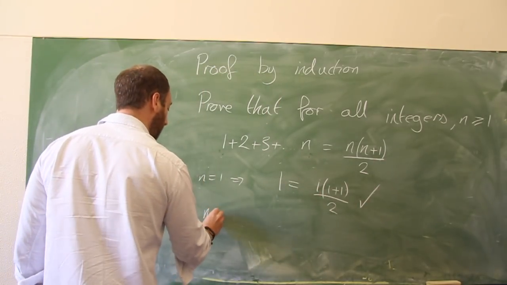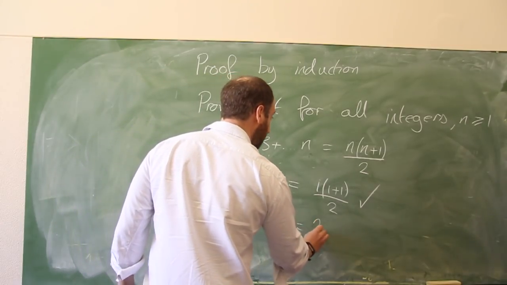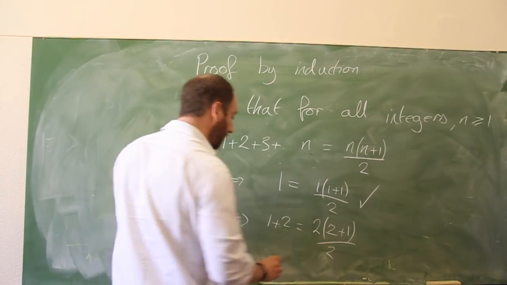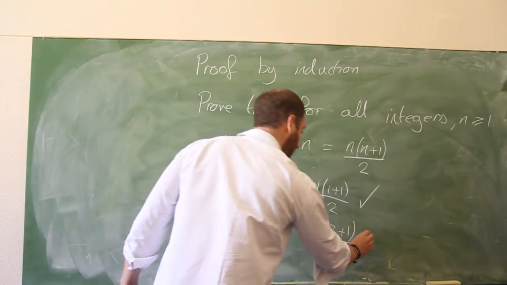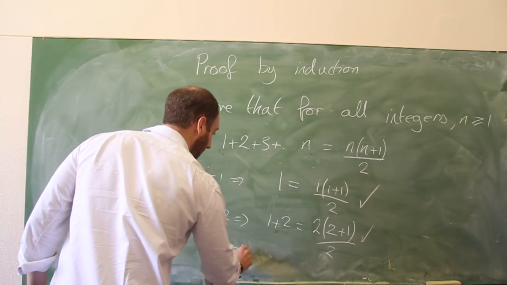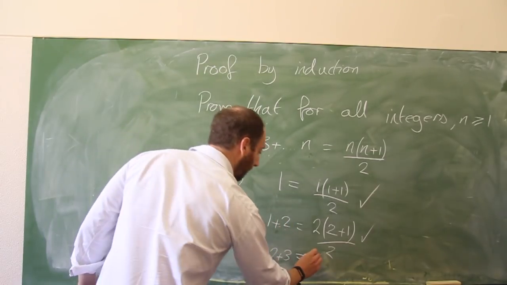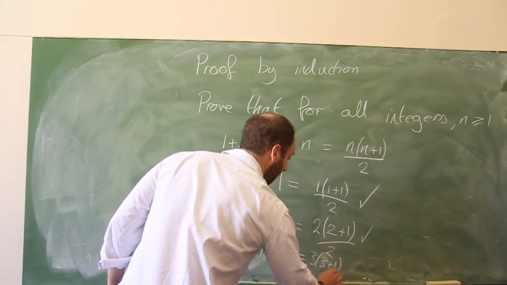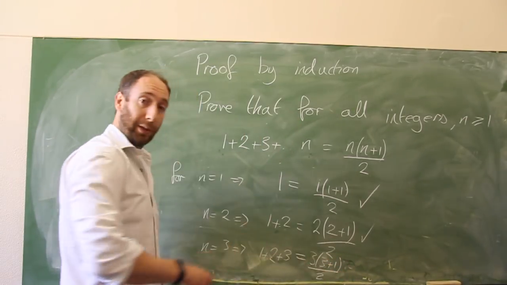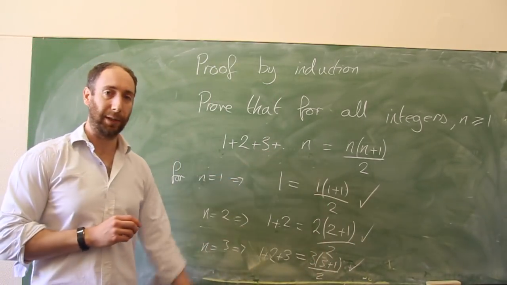Now we can check for n equals 2. So for n equals 2, we have 1 plus 2 equals 2 times 2 plus 1 divided by 2. This is 3, that's also 3. Check. For n equals 3, we have 1 plus 2 plus 3 is equal to 3 times 3 plus 1 divided by 2, which indeed is equal to 6 on both sides. Check. Is that enough? Have we proved this statement?